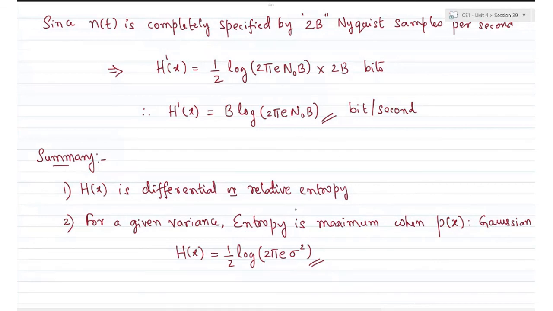These are the two important points to take away from this session. In the next couple of sessions, I will define mutual information for a continuous memoryless channel, and hence the definition of the capacity of a continuous memoryless channel.